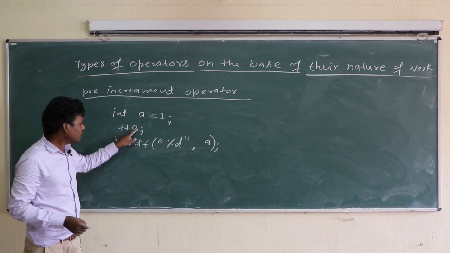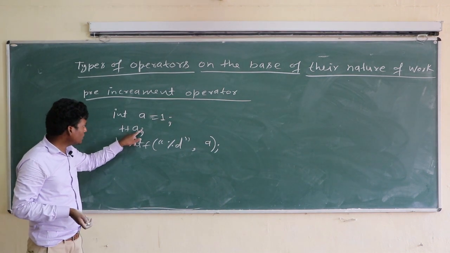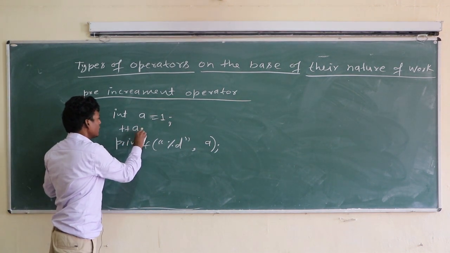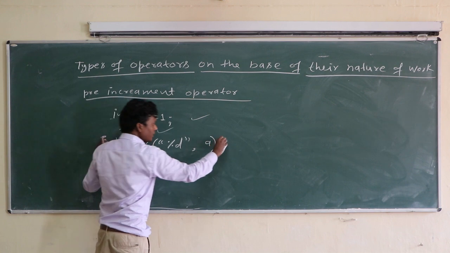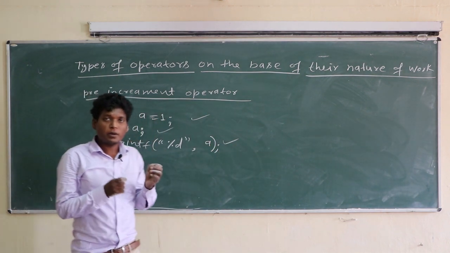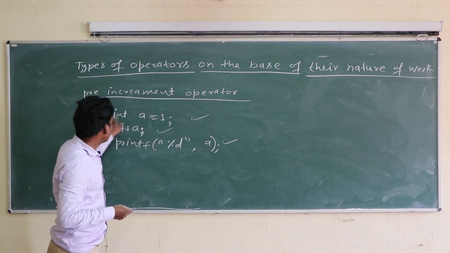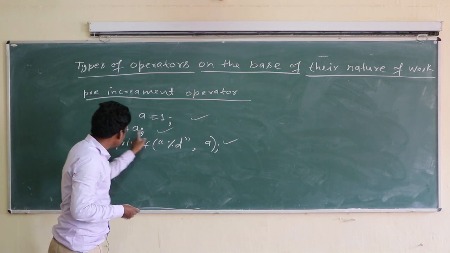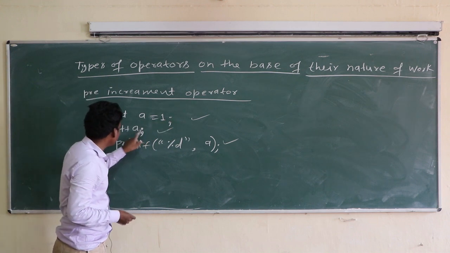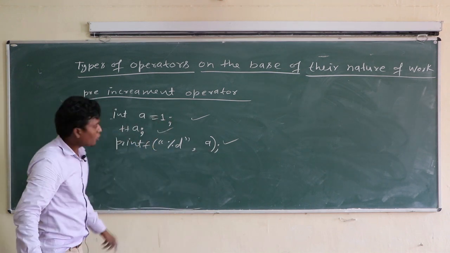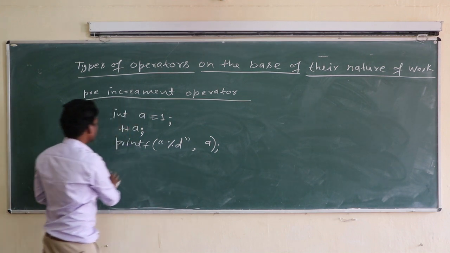So this a is incremented to 2. This a is incremented to 2 before this statement ends, before the semicolon, because the whole line is a statement. This is a statement, this is a statement, this is a statement. A program is nothing but a set of statements, and statements are terminated by semicolon. So all three lines are statements. Statements are always terminated by semicolon.